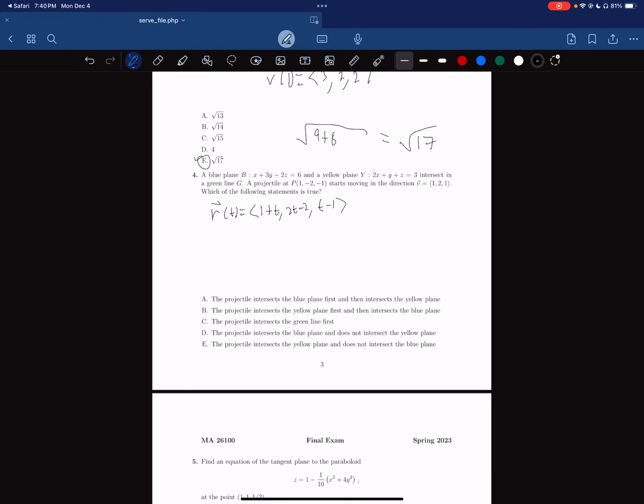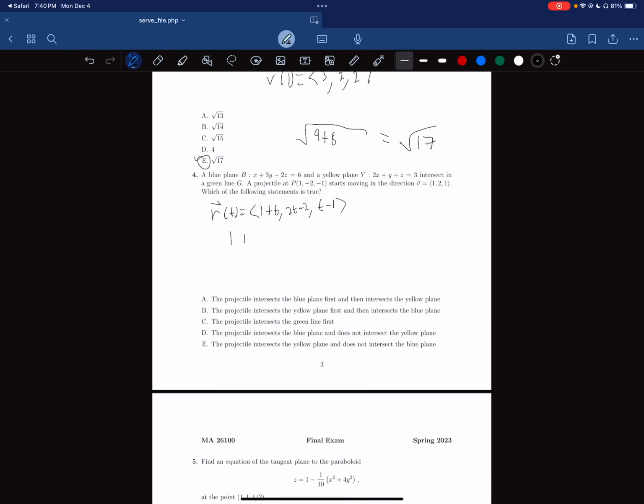And I guess these are x, y, and z components. If you plug it into, say, this blue plane here, we're bound to have a solution because it's a linear system of equations. So it's going to intersect the blue plane and the yellow plane, but we need to figure out in what order it's going to do that. For that, we can just plug our values into the planes and determine which value of t is smaller or greater. So let's first do the blue plane.